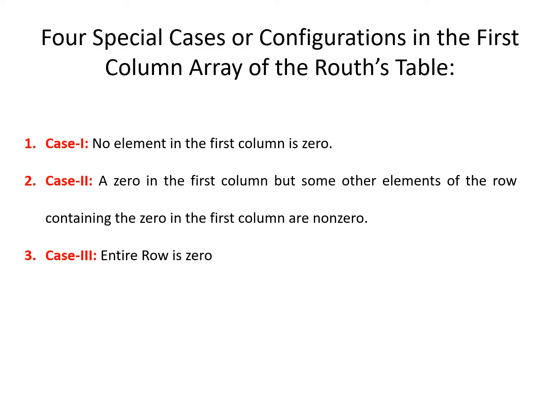Now coming to the important difficulties that we may come across when we start constructing a roots array, we have 4 different cases, important cases. Among them, 3 important cases we are going to consider here. Case 1 is no element in the first column is 0. The second case is a 0 in the first column, but some other elements of the row containing 0 in the first column are non-zero. Or you might have a case where the entire row becomes 0, which gives us an erroneous result. So this must be avoided.